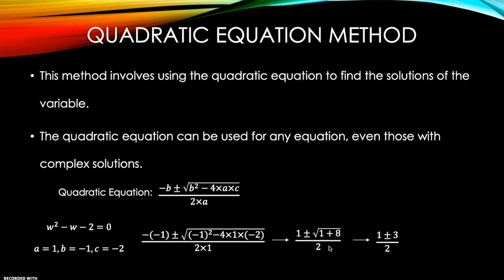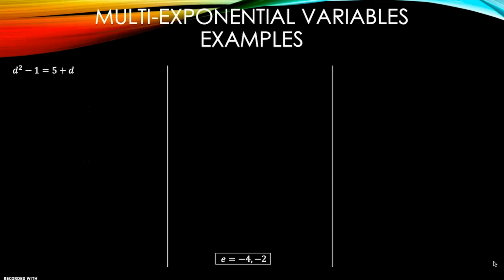And we separate the plus and minus into two different equations: 1 plus 3 divided by 2, and 1 minus 3 divided by 2. And this gives us 4 over 2 and negative 2 over 2, which will give us the same solutions we had. Now, let's test your knowledge.